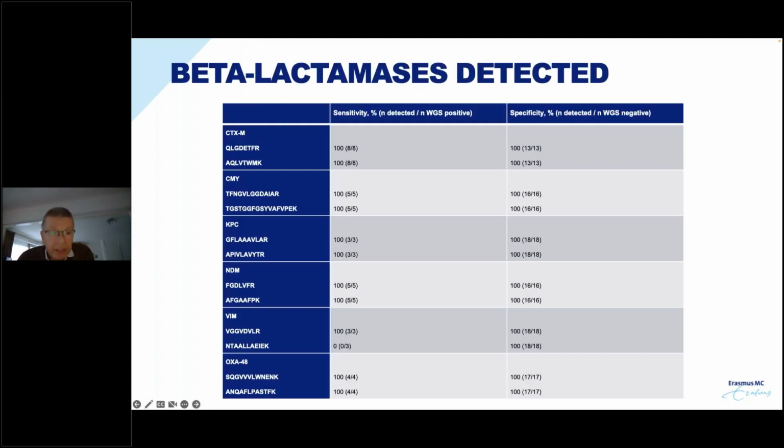So here is a whole series of these antibiotic resistance mechanisms, and we compared it to whole genome sequencing of these bacteria, so we can make a sensitivity and specificity assessment, and that looks almost perfect for this kind of measurement. We've also published it. I think this is a technique that makes it possible to detect these antibiotic resistance mechanisms very fast. Next slide.